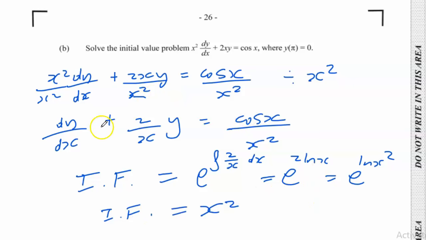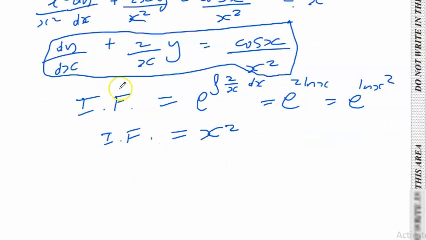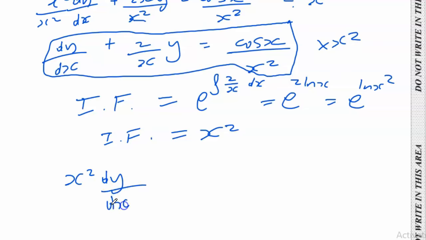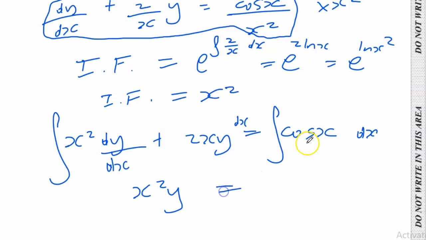Alright, so we're going to multiply this differential equation by the integrating factor, which is x squared. We get x squared dy by dx plus 2xy equals cos x, the same as the original equation. After we do this, we're going to integrate both sides with respect to x. Integrating the left hand side, as always, gives the integrating factor times y. And if we integrate cos x, we get sin x plus our constant c.